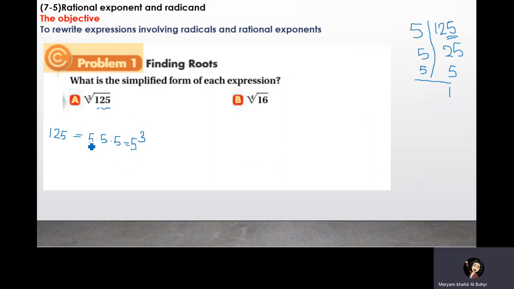I found a number. Once I multiply it by itself, I got 125. So that means the answer for this one is 5. Why is it 5? If you exchange this into 5 to the power 3, and if you exchange the radical symbol by using the exponential form, you will get 1 over 3. And this is a power raised to another power, so that is 5. Same thing with this one, which I already did.